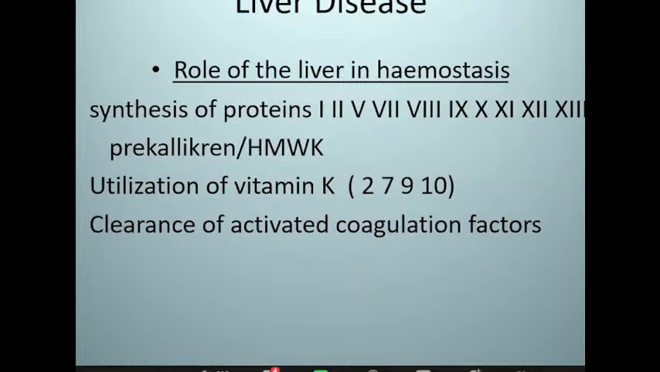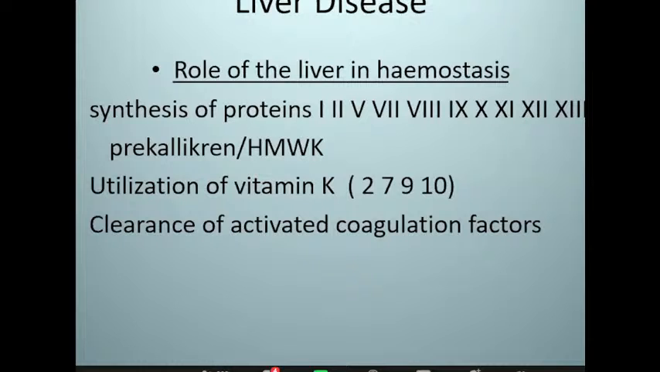Moving on to liver disease. As I mentioned earlier, the liver is the primary site for the synthesis of most of the coagulation factors. It also requires vitamin K for carboxylation of some of these factors to make them active. And these are the vitamin K dependent factors: factor 2, 7, 9, and 10. The liver is also important in clearing activated coagulation factors.